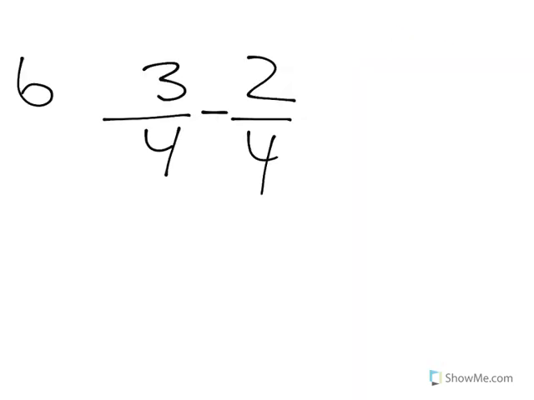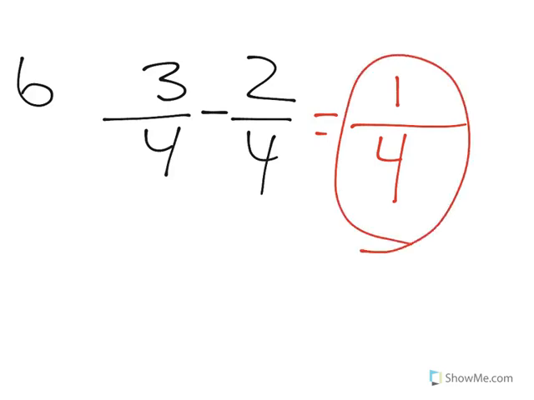Okay, number 6, again, like fractions, same denominators. This time I'm subtracting them, so I keep my denominator. 3 minus 2 is 1. My answer is 1/4.